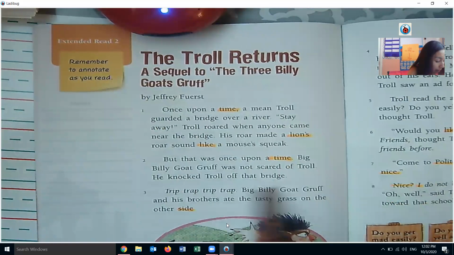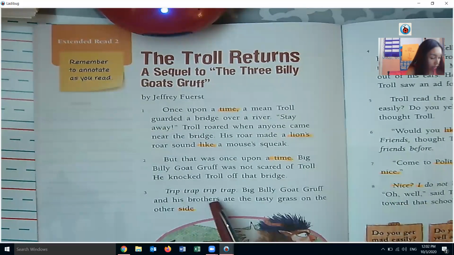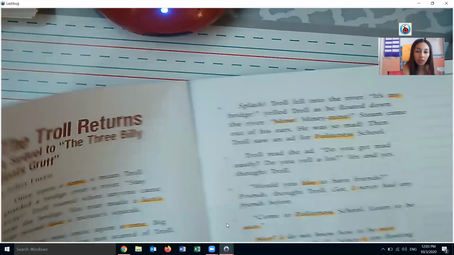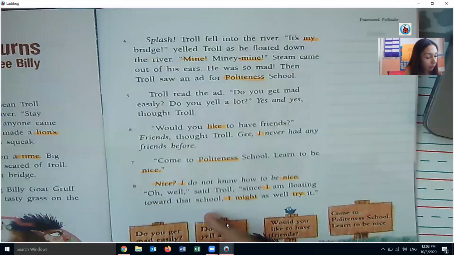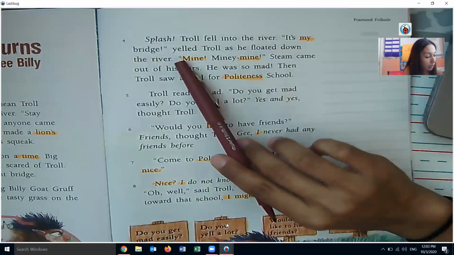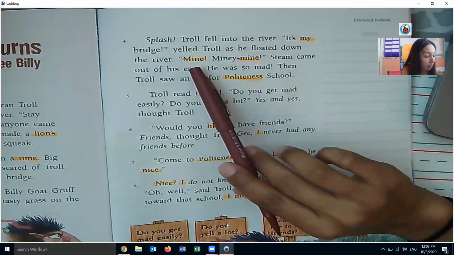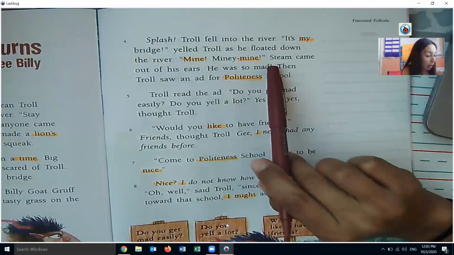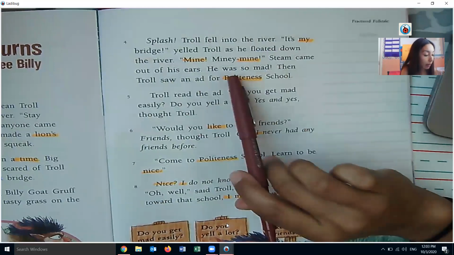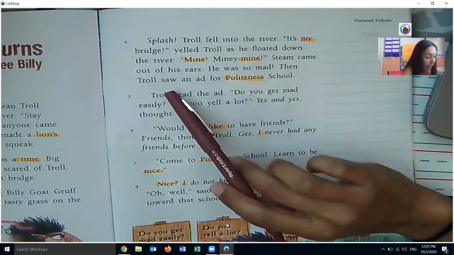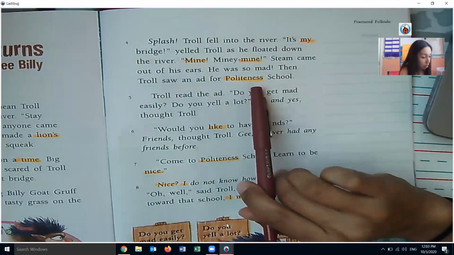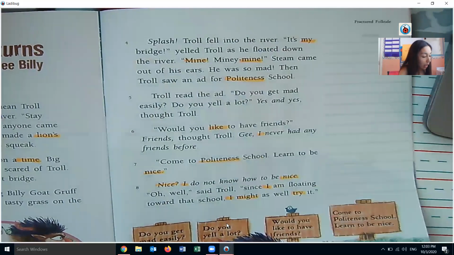Trip, trap, trip, trap. Big Billy Goat Gruff and his brothers ate the tasty grass on the other side. Splash! Troll fell into the river. It's my bridge, yelled Troll as he floated down the river. Mine, miney, mine. Steam came out of his ears. He was so mad. Then Troll saw an ad for politeness school. Do you get mad easily? Do you yell a lot?